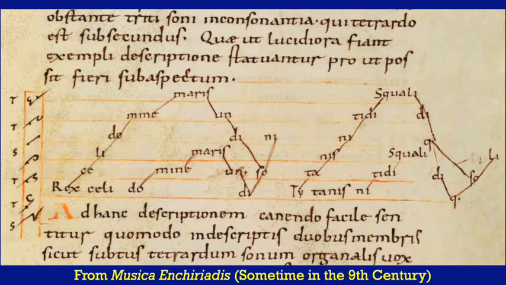But, with the exception of this one example from a book called Musica Enchiriadis, which is pretty famous for being the first mention of polyphony from medieval Europe, they didn't, because they didn't need to.